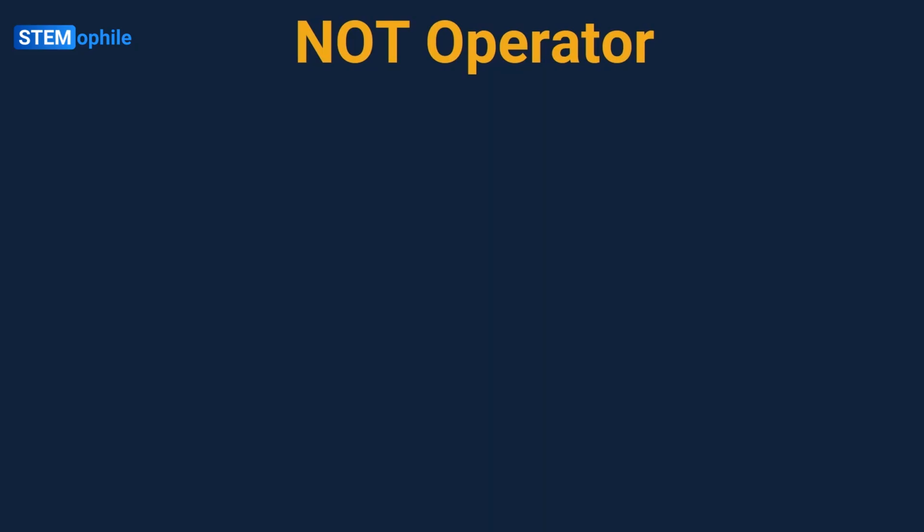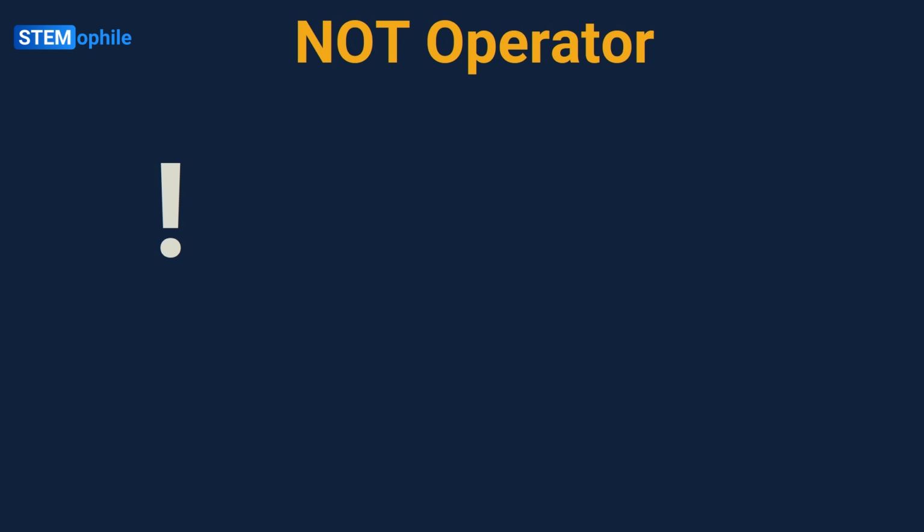The last logical operator is the NOT operator. It's represented by an exclamation mark. This is a unary operator, meaning it works with only one operand. All the operators we learned previously were binary operators, which means they required two operands.